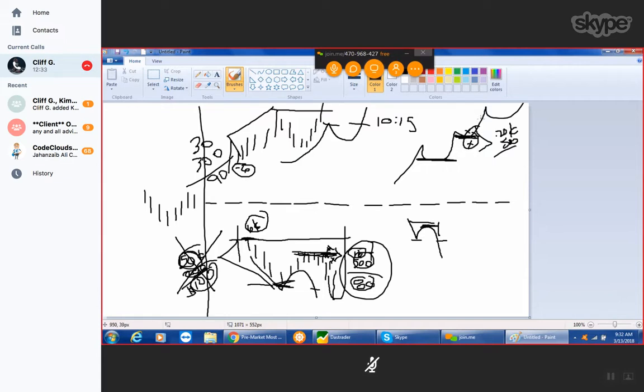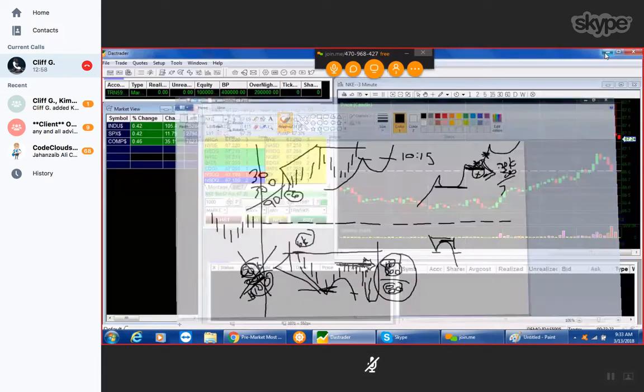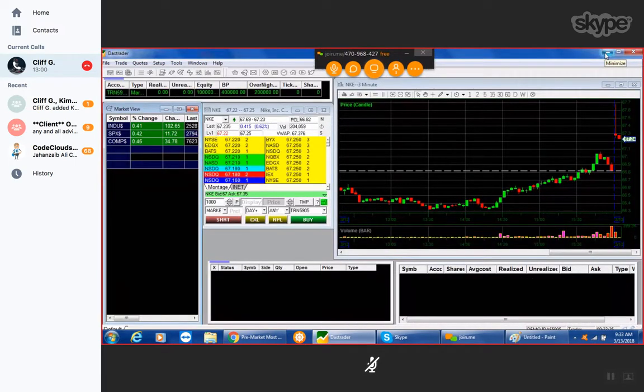If you're paying up here for it and you're chasing it off of support, and this becomes a 30-cent difference, then that's back to 300 shares times 30 cents, which is $90. That's not low risk, high reward anymore. Now you're compromising yourself because you're paying off the line. I want you to buy it on the line, as close to the line as possible, and make this a low risk trade.